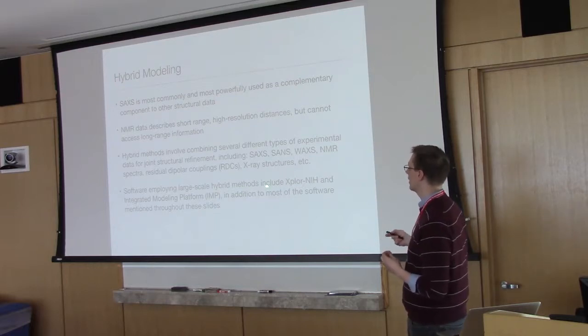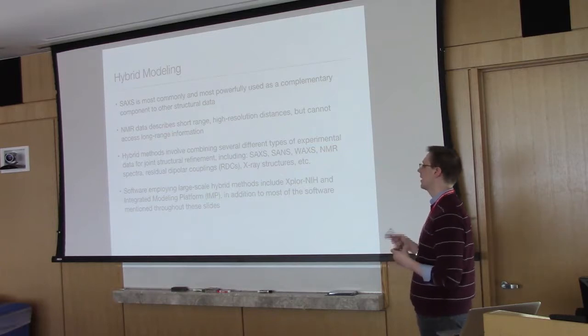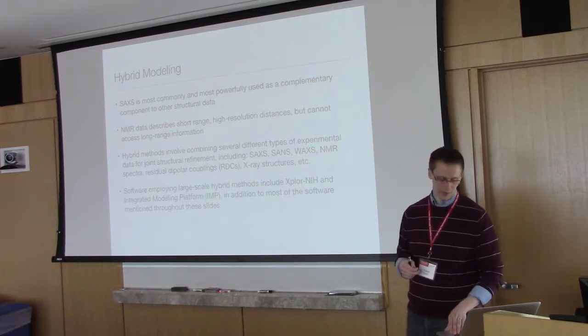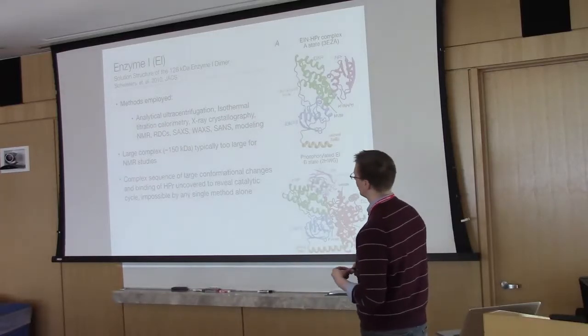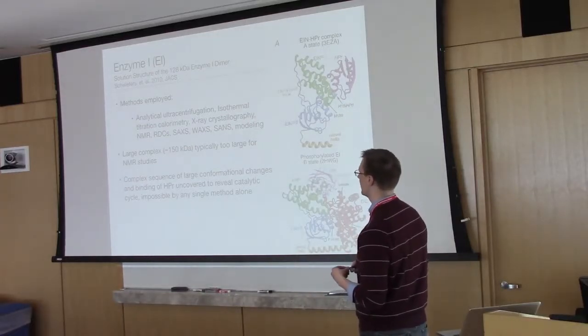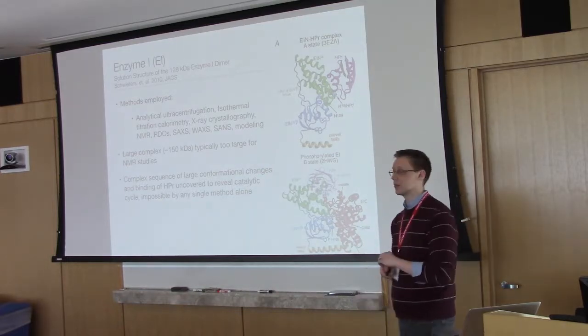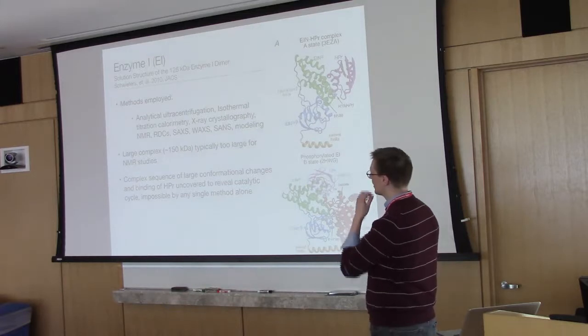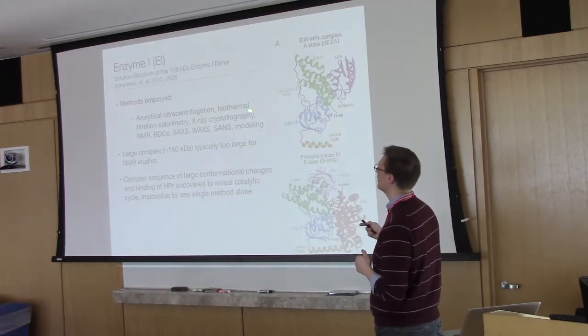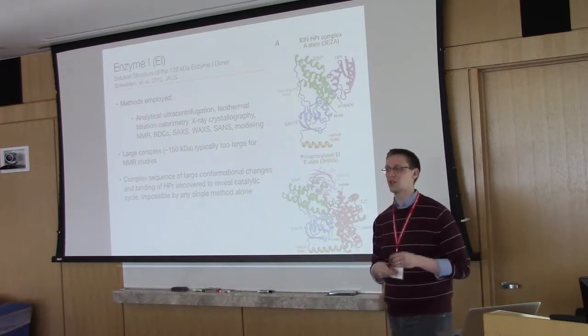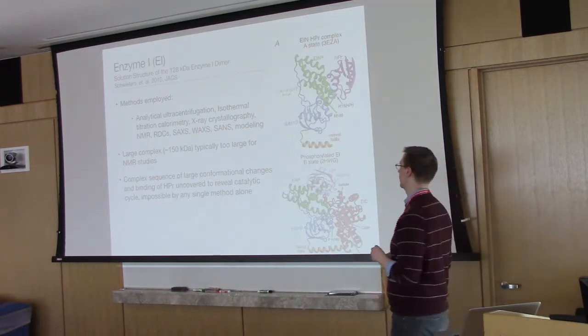And so there are some of these hybrid modeling platforms like Explore-MH and IMP that allow you to throw all this information together. This was one really nice example of this. It's actually kind of outdated now, but it was one of the first examples of these implementations. And so this combined analytical ultracentrifugation, isothermal titration calorimetry, structures from X-ray crystallography, NMR spectra, RDCs, SAXS, WAXS, SANS, and this hybrid modeling. It threw everything together in this really kind of tour de force.